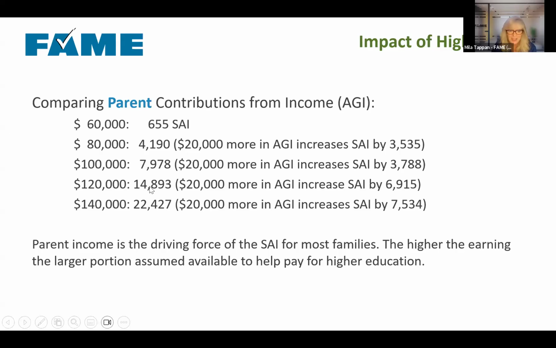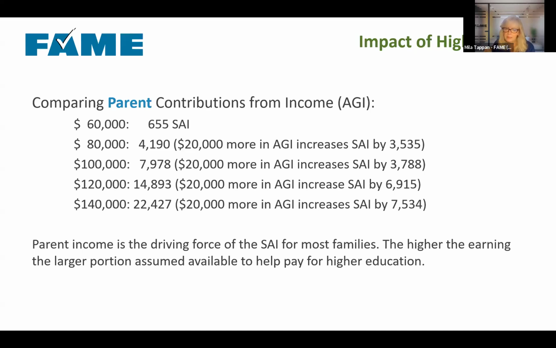At 120, we're going to go up incrementally another 20,000. Look what that does to the SAI. So the additional $20,000 in income at this point increases the SAI by almost $7,000. Another $20,000 in income is going to result in this sort of an SAI, meaning the SAI for the additional $20,000 in income actually increases by over $7,500.